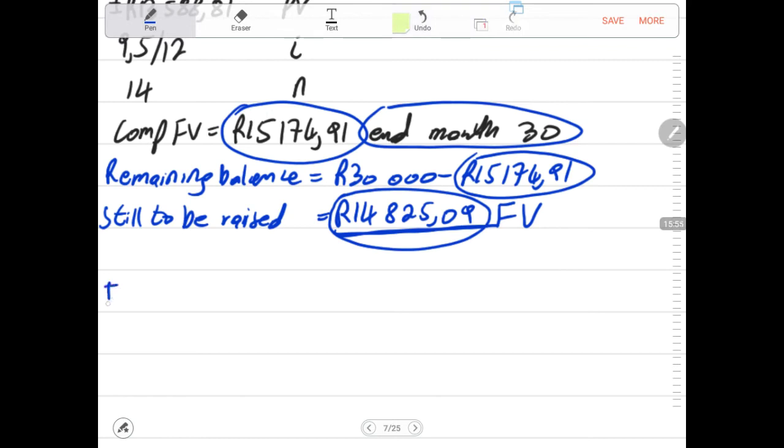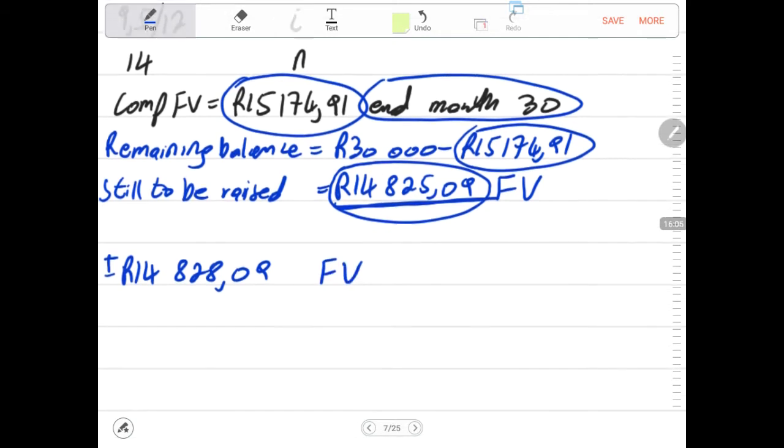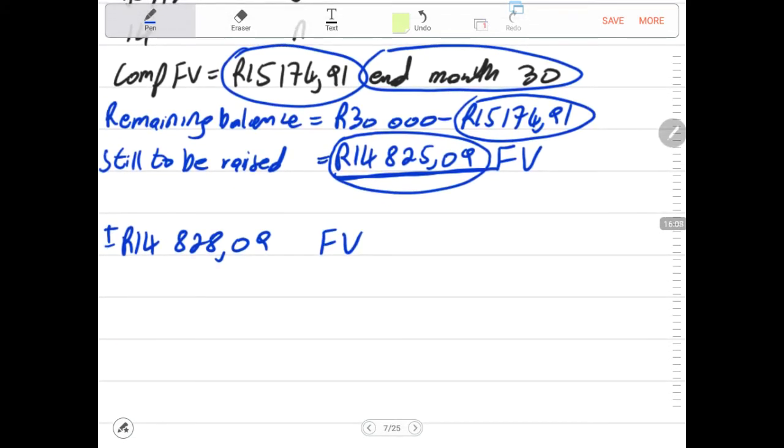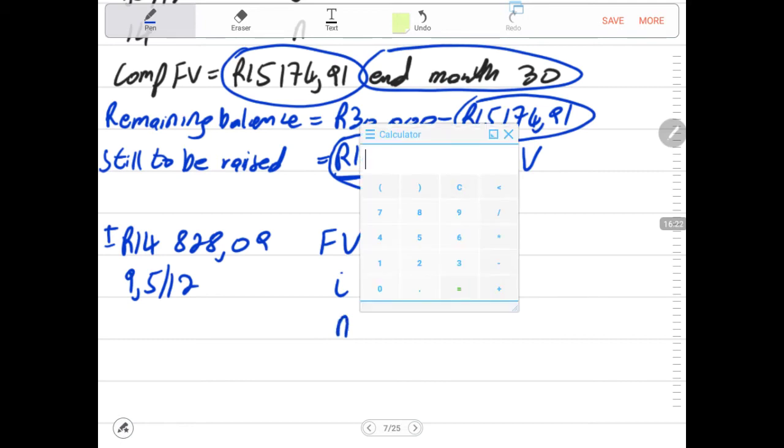So we say 14,825 rand 9 cents is what we need to raise in the future, which is at the end of month 30, as the remaining amount that still needs to be raised. For us to get there, we will be earning interest of 9.5% every month. And now we need to invest money at the end of month 20. That means we need to say how long this amount will be in the account up until month 30. It will be 30 minus 20, which gives us 10.